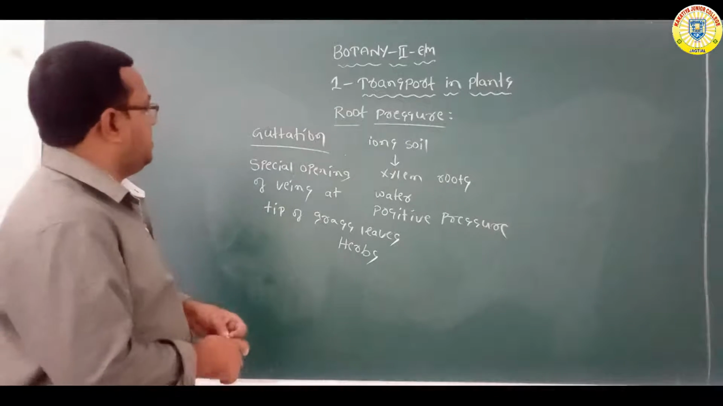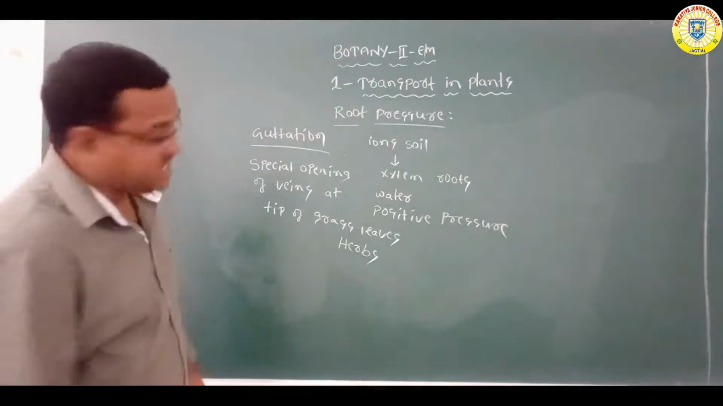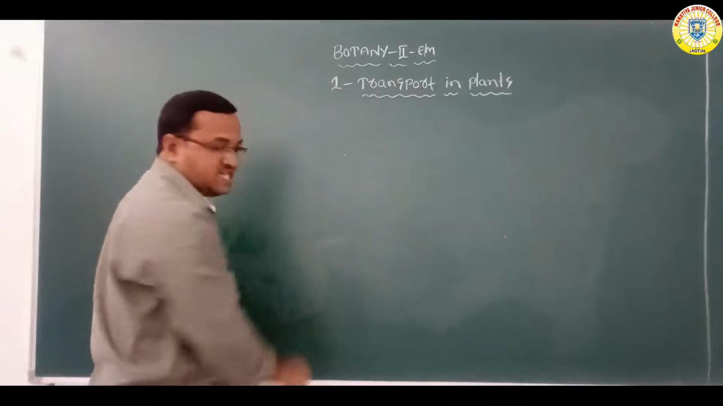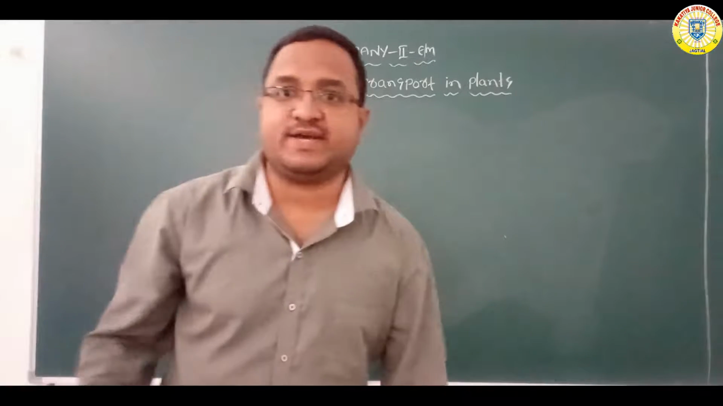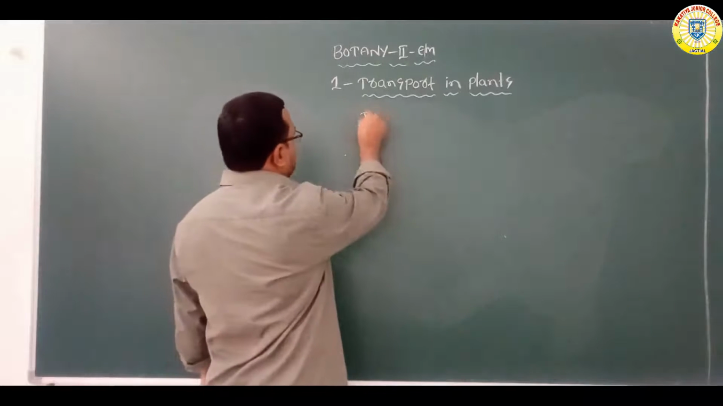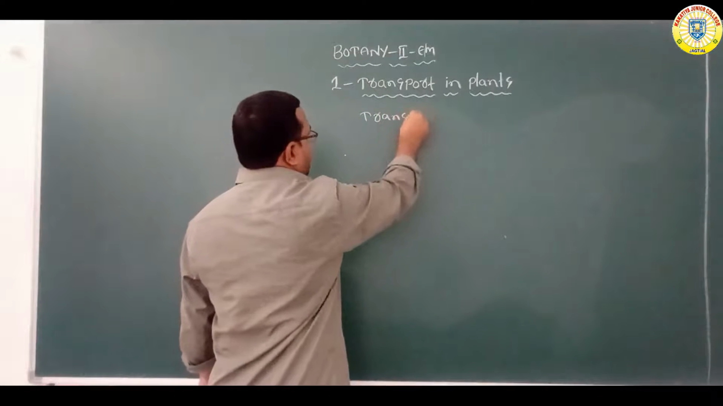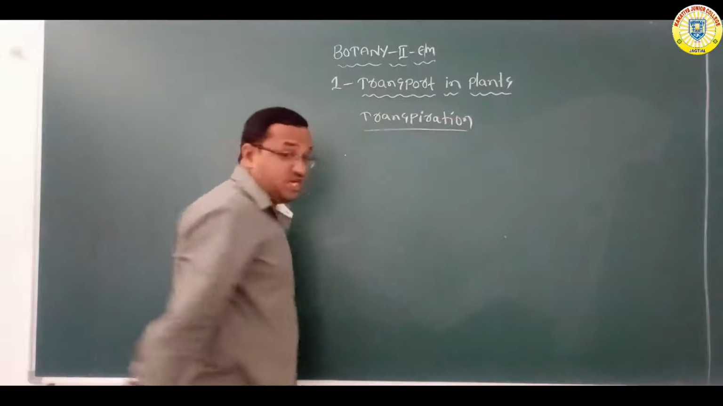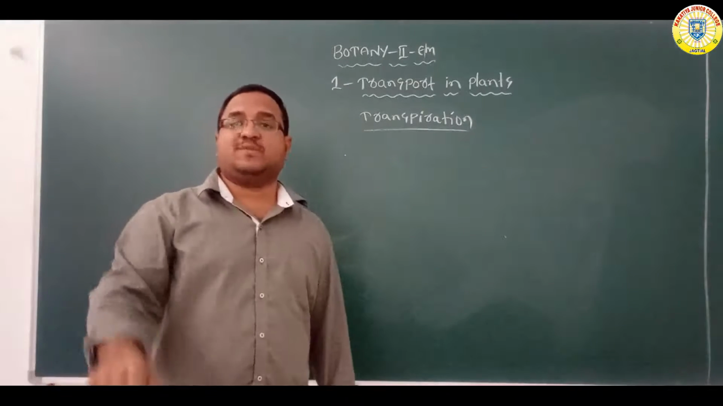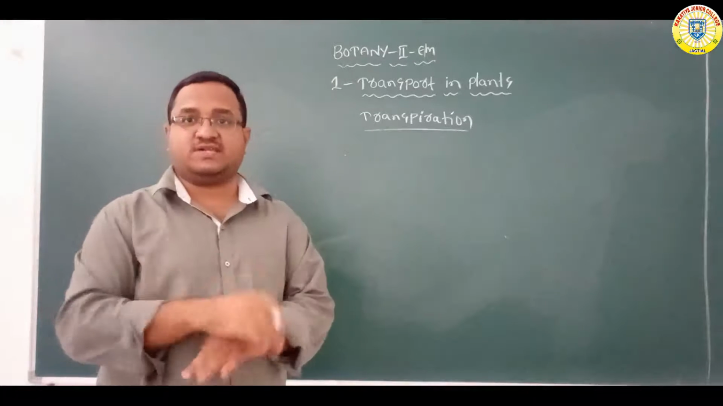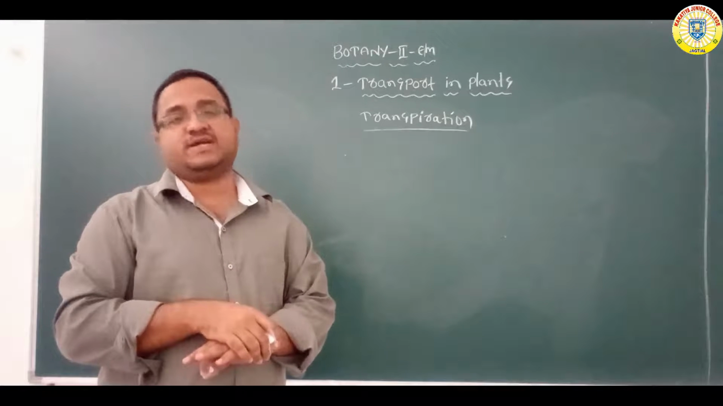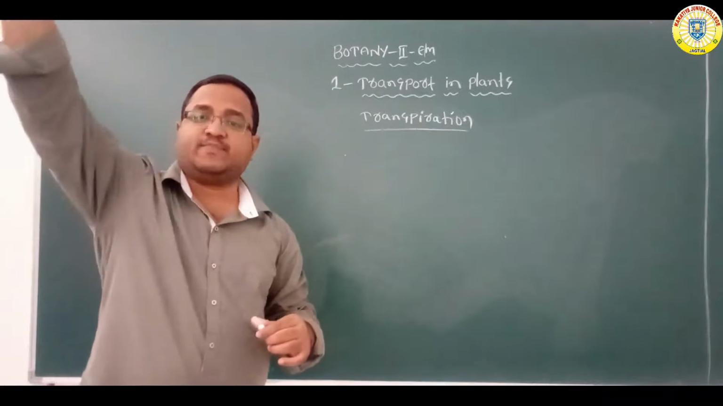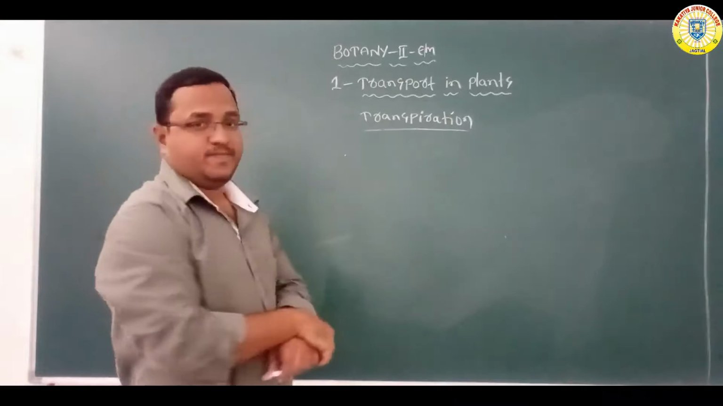So not only root pressure and guttation, transpiration is also carried out. Transpiration is also necessary for movement of water. But what is transpiration? Root pressure is suitable only in small plants. But what about large, tall plants? In tall plants, root pressure as well as transpiration are both very useful to reach the water up to tall edges. So what is transpiration?